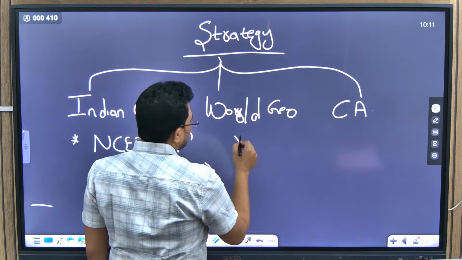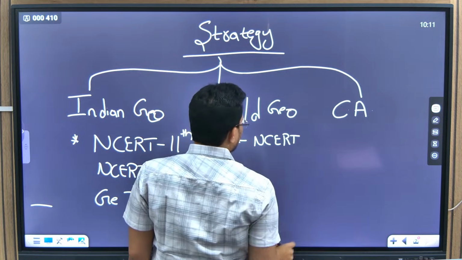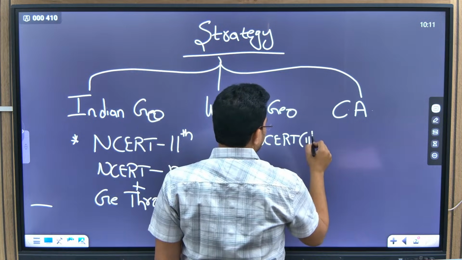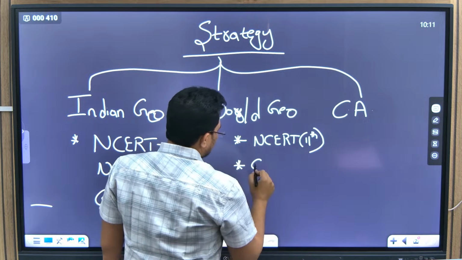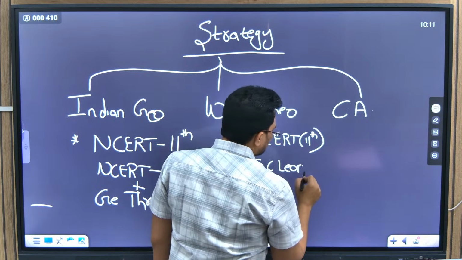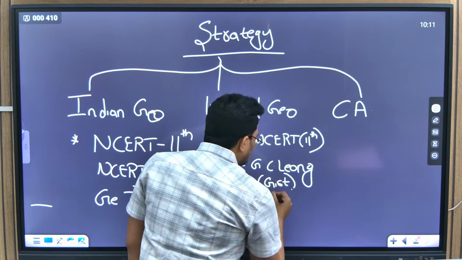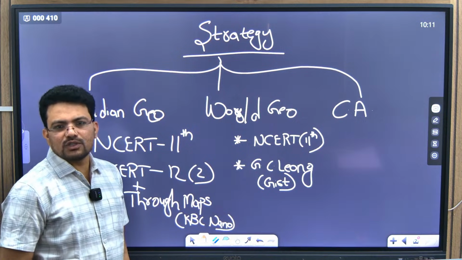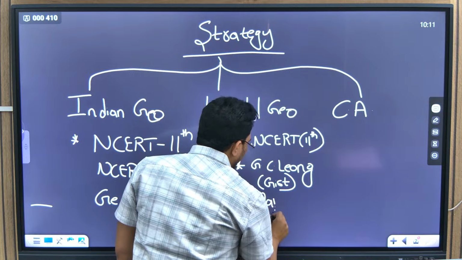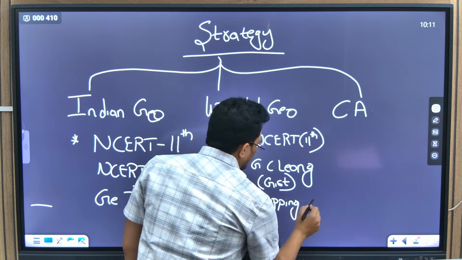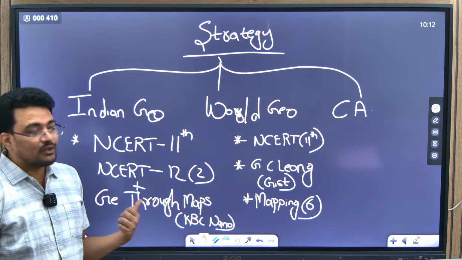For world geography, you have again NCERT, 11th itself. Also you have GC Leong, but this book should not be read totally, you should only know the gist. One question comes, so there is no need to follow the book in its entirety. Also, mapping all 7 continents, 6 per se. This is what you need to follow for world geography.